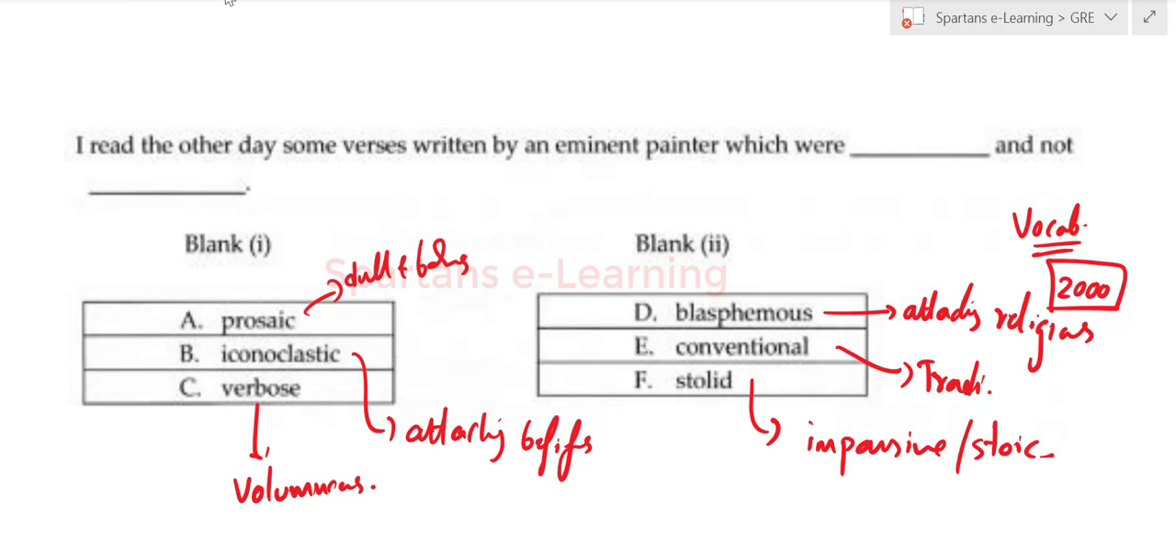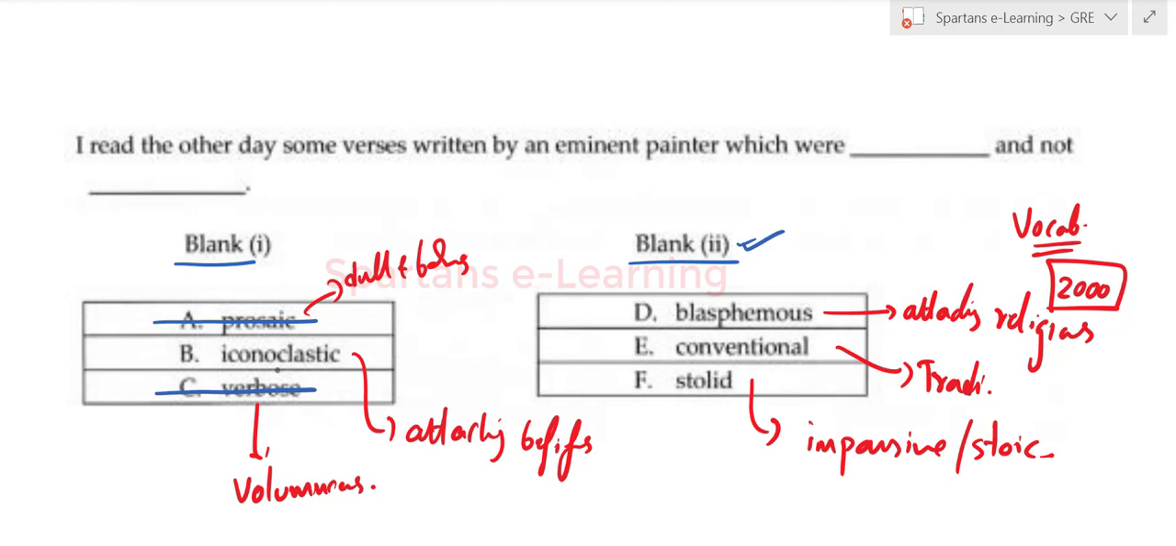Now you have to choose your answer such that blank 1 and blank 2 are antonyms, opposite to each other. If you see prosaic, which is dull and boring, there is no word in blank 2 that is something like attractive or impressive, right? So straight away you can cancel out prosaic here. Now if you take verbose, here it is voluminous. In the blank 2 options there is nothing like succinct or very brief, right? So straight away you can cancel this as well.